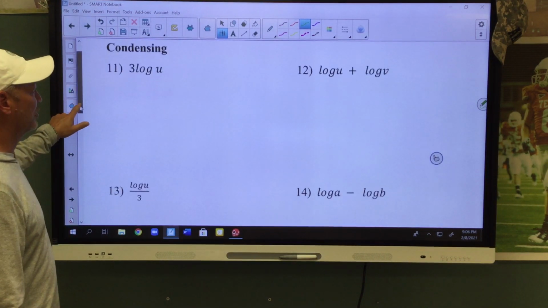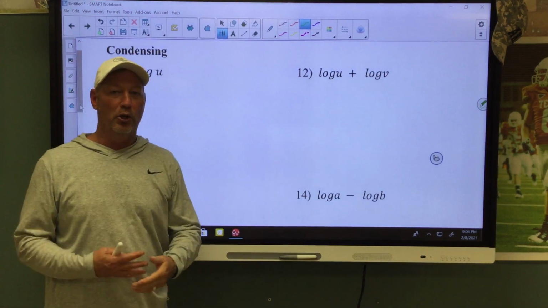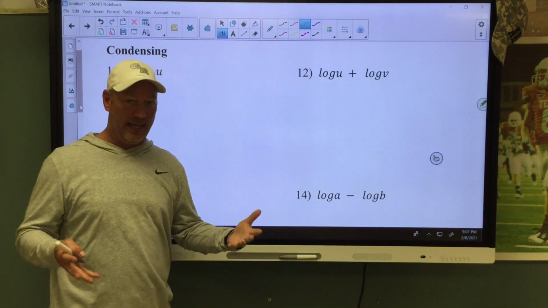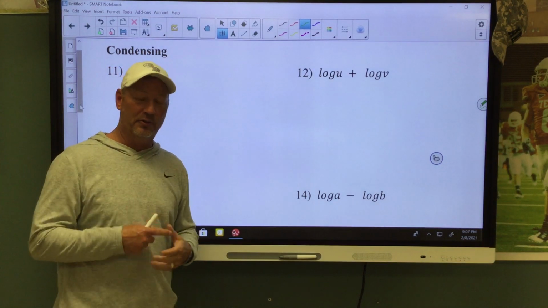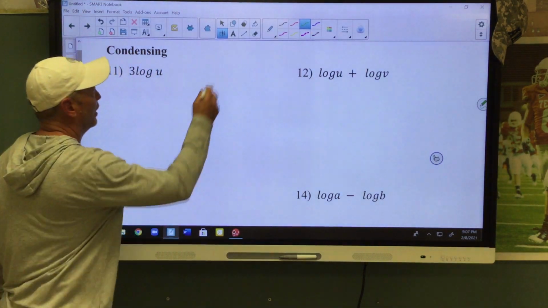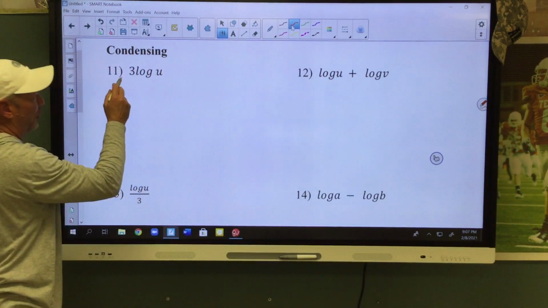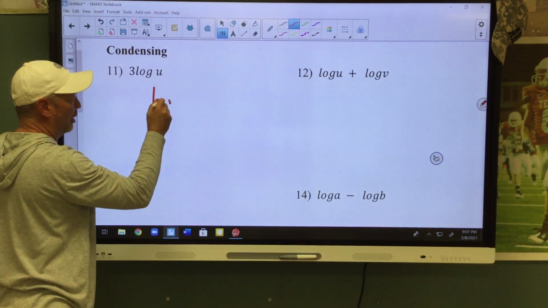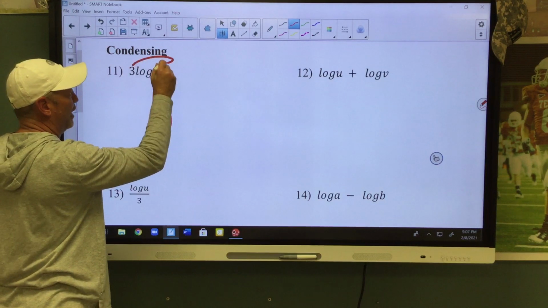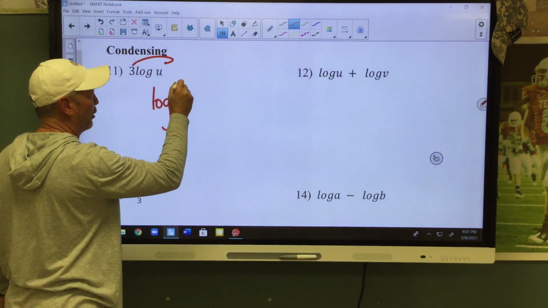All right, so this is going to start really basic. We're going to go backwards from expanding. What you saw us do with expanding, we're going to do the reverse for condensing. So if I have 3 log u, I would ask you to write this as log u to the 3rd power, since that's your exponent.